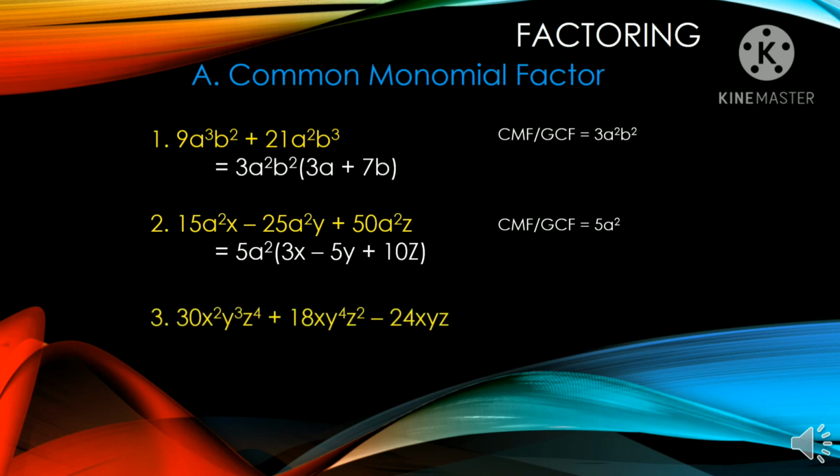Number 3, 30x squared y cubed z raised to 4 plus 18x y raised to 4 z squared minus 24xz. So, 30, 18, negative 24, that is 6. Then, xyz. So, the common monomial factor is 6xyz. So, therefore, the answer is 6xyz times the quantity 5xy squared z cubed plus 3y cubed z minus 4.